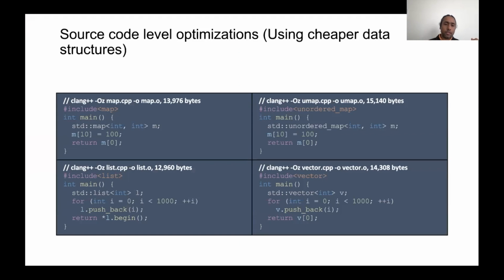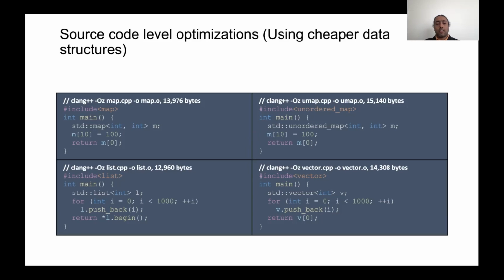This is an example. It is a very synthetic example to show map and unordered map, similarly list and vector. Vector has slightly larger code size overhead, and unordered map similarly has a slightly larger code size overhead. This is a very synthetic example, but it motivates the point that certain data structures are more suitable for certain kinds of requirements of an application. So for a code size sensitive application, we can choose to have cheaper data structures.